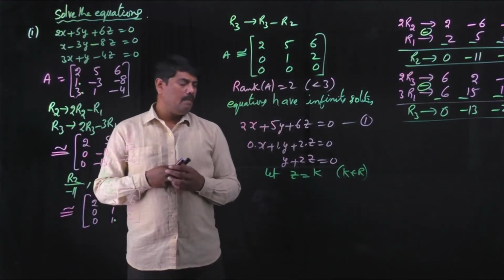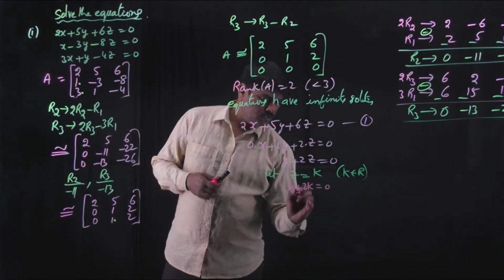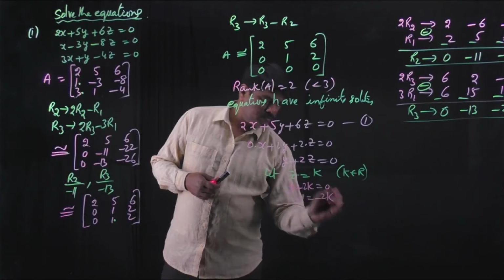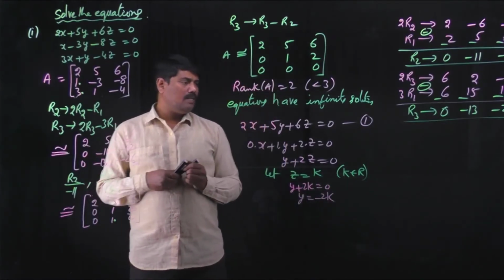Now what happens if z is considered as k: y plus 2k is equal to 0. So the y value is minus 2k. So you have the y value minus 2k. So now use equation 1.